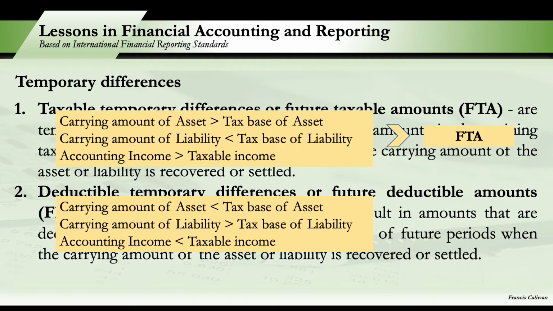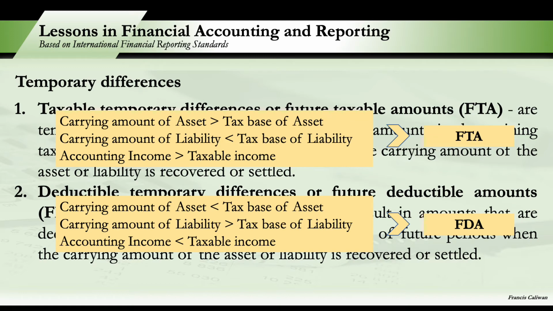Carrying amount of liability exceeds its tax base, and accounting income is less than taxable income. This will result in a future deductible amount. So para mas madali itong maalala, always remember that asset and income are friends. So kapag future taxable amount, accounting income is higher than taxable income, since friend niya si asset, so carrying amount of asset also is higher than tax base of an asset.